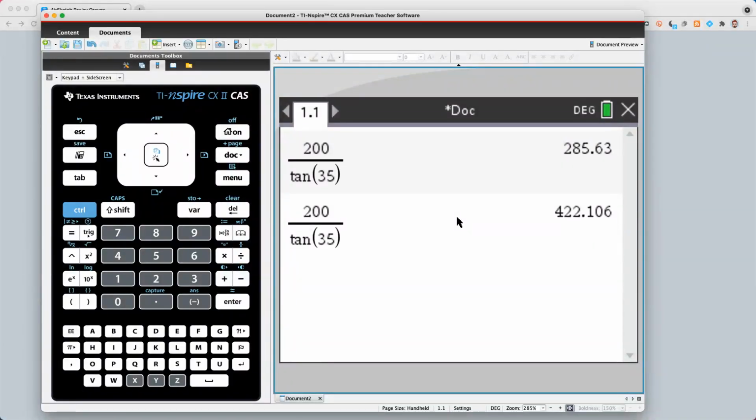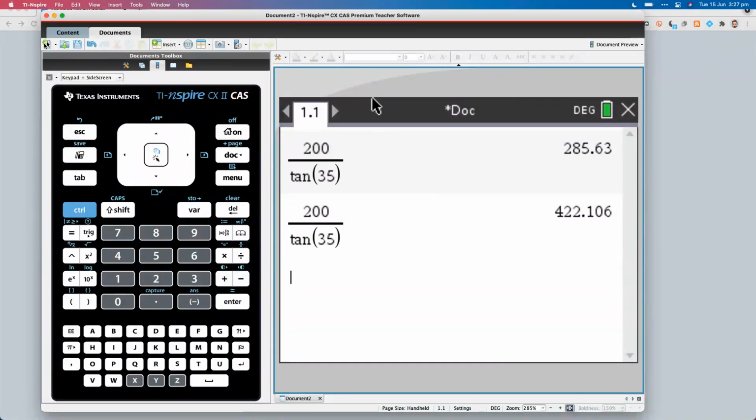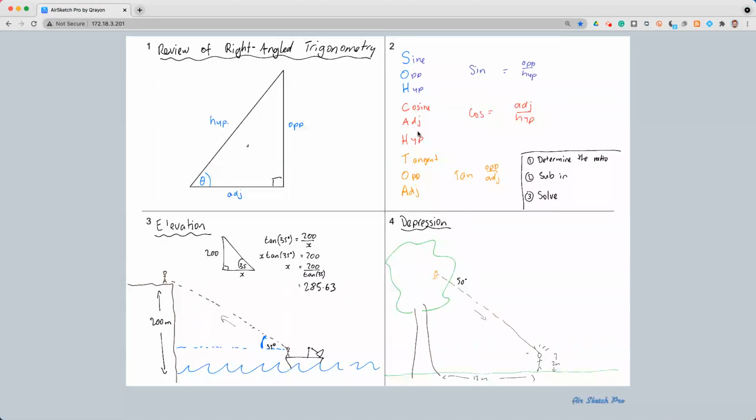So there you go. It's 285.63. I'm just writing this down on my iPad and then I'll switch back. There we go. So it's 285.63, and it's meters. I didn't give a context for this problem, but that's the end of the problem as it says on the thing.